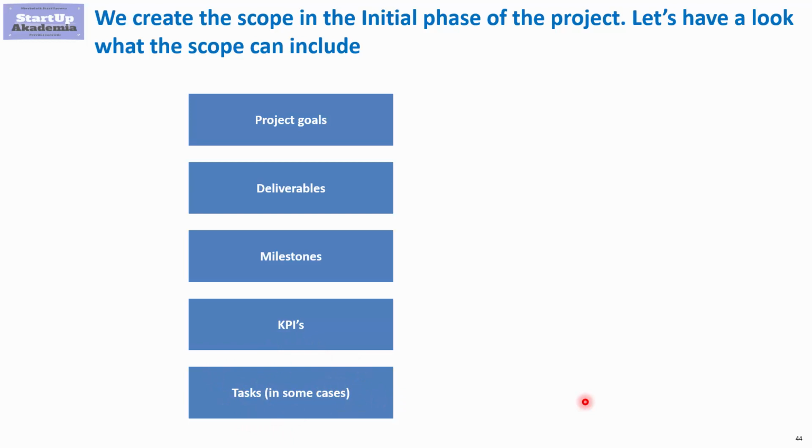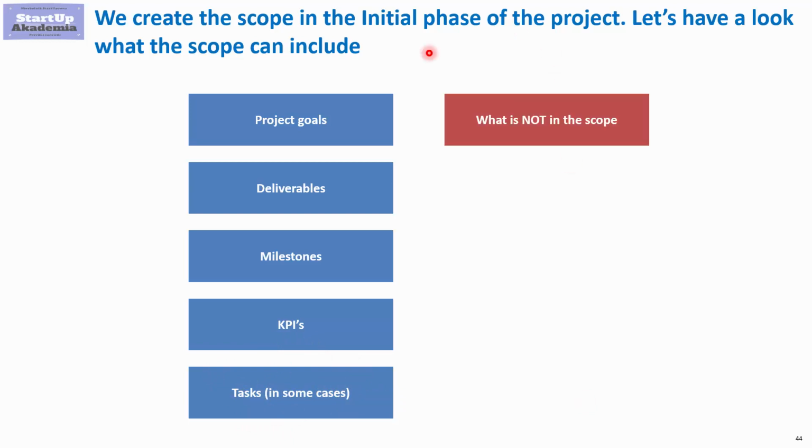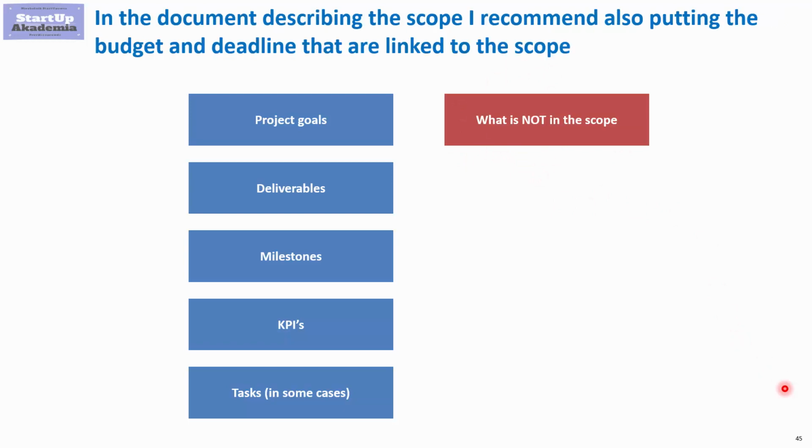I would also strongly recommend putting explicitly what is not in the scope. This helps to discuss not only with the team, but also with the people who ask you to deliver the project. In the document describing the scope, you should also put things which are linked to the scope.